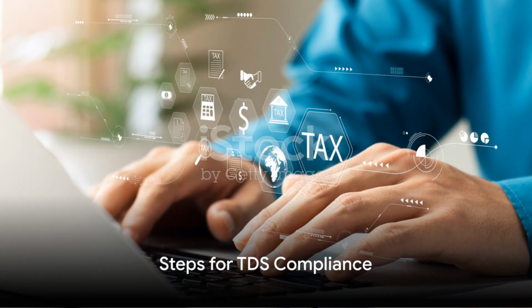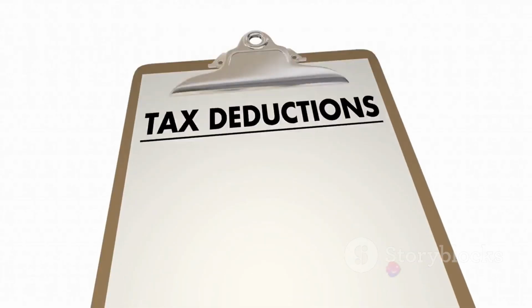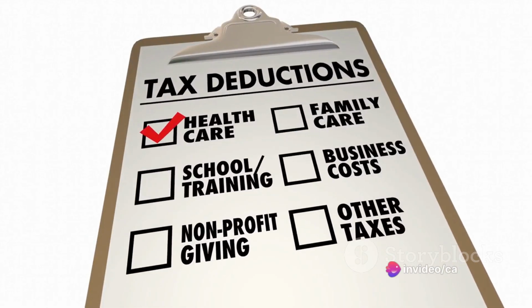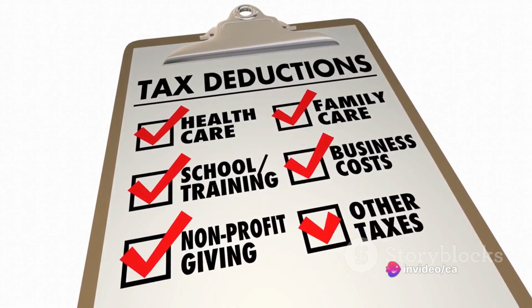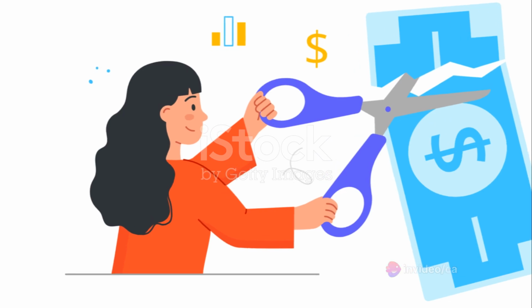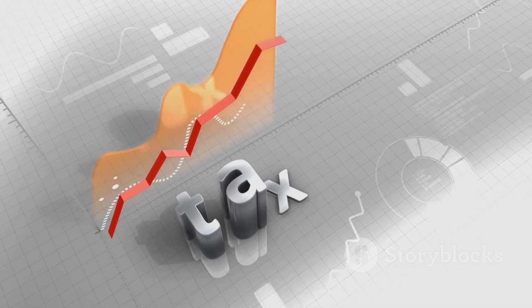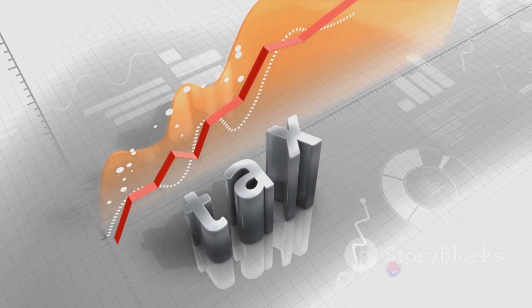So, how does one comply with TDS provisions? It's a multi-step process. Firstly, deducting TDS. This involves identifying transactions liable for TDS and deducting the appropriate amount of tax when making payments. Understanding the applicable rates and ensuring compliance with TDS provisions for each type of payment is key here.